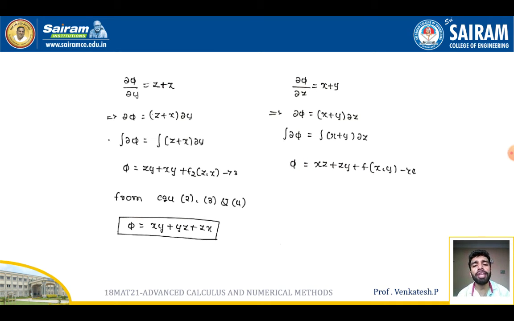So now again same thing: to find the constants f1, f2, f3, compare the coefficients and choose the constants in the same equations only. So to find the constant f1, choose the value from 3 and 4. Similarly, to find f2, choose from the 2nd and 4th equation. To find f3, choose it from the 2nd and 3rd equation. So after finding all these constants, I'll be getting pi is equal to xy plus yz plus zx.